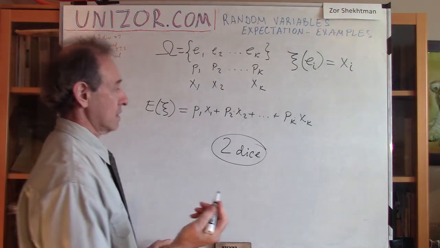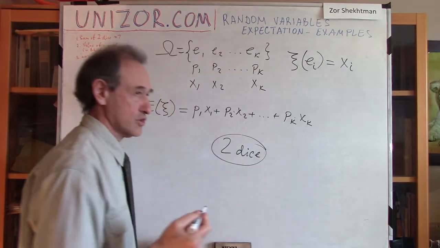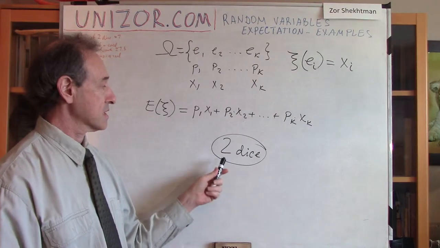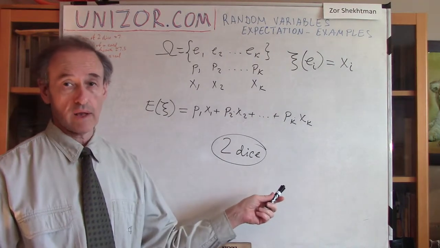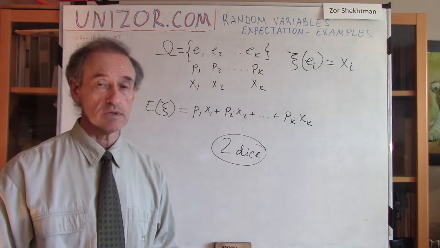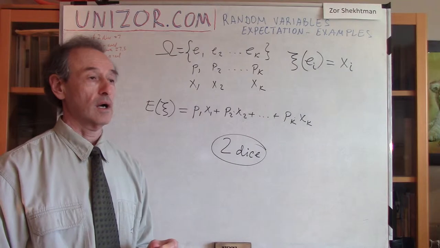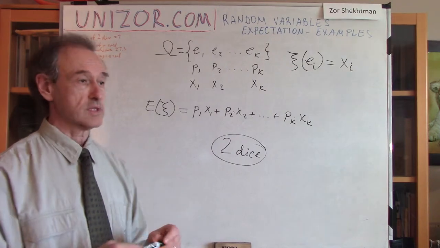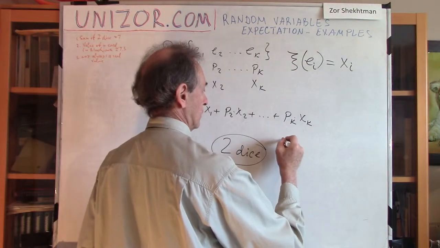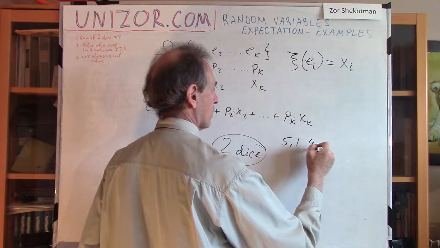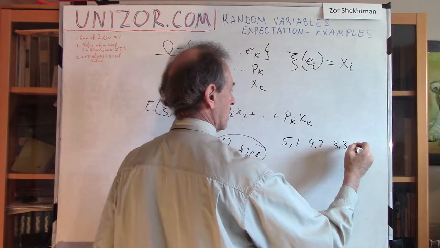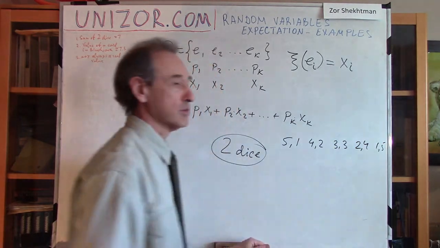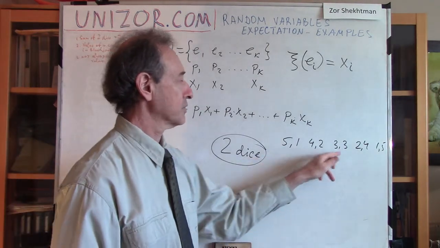Let's just think about how many different combinations. Well, it's 36 different combinations, right? Because six values for one dice and six values for another dice. So we have 36 different combinations. Now, not every different combination produces a different sum of the numbers, right? For instance, combinations 5, 1, 4, 2, 3, 3, 2, 4, and 1, 5 all produce as a result a sum of 6, right?